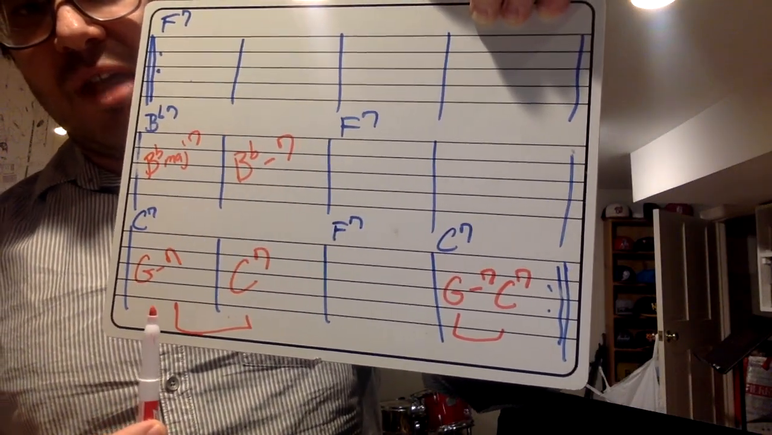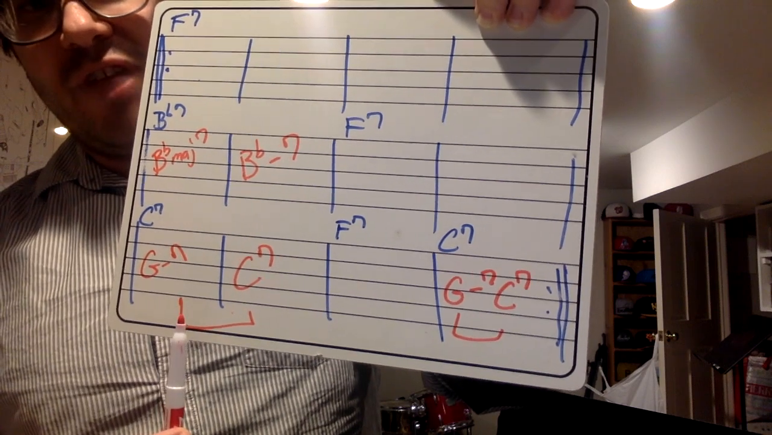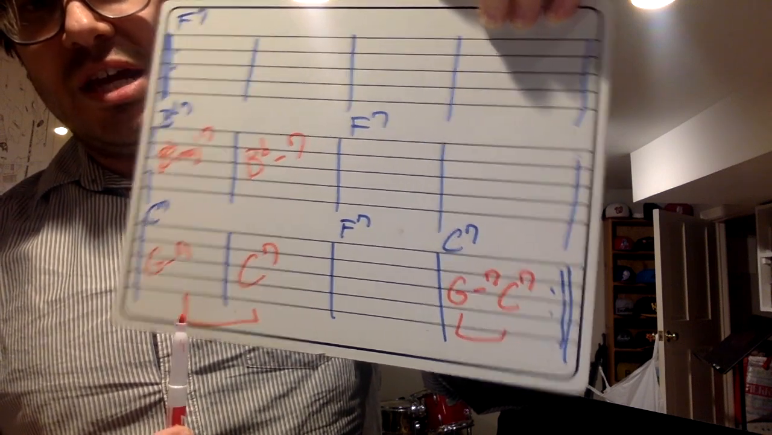See this G minor 7 chord here? What's a perfect 5th above G? It's D. So let's add a D7 chord right here, which is a 5 of 2, a secondary dominant.